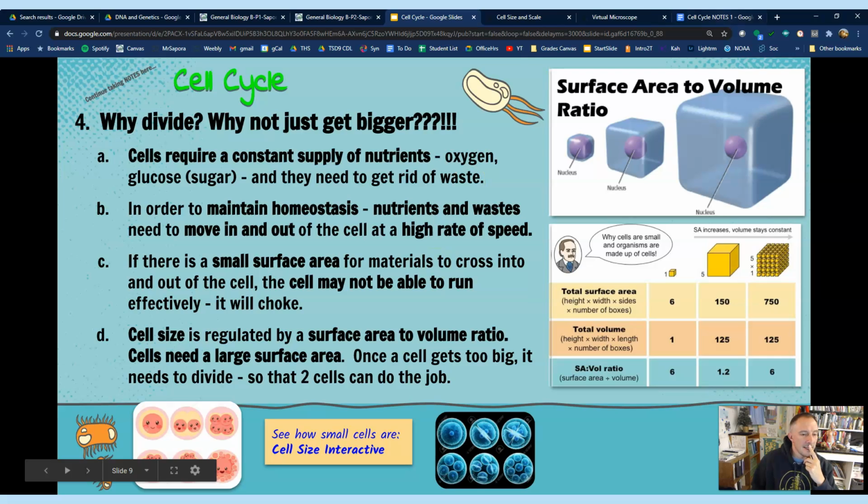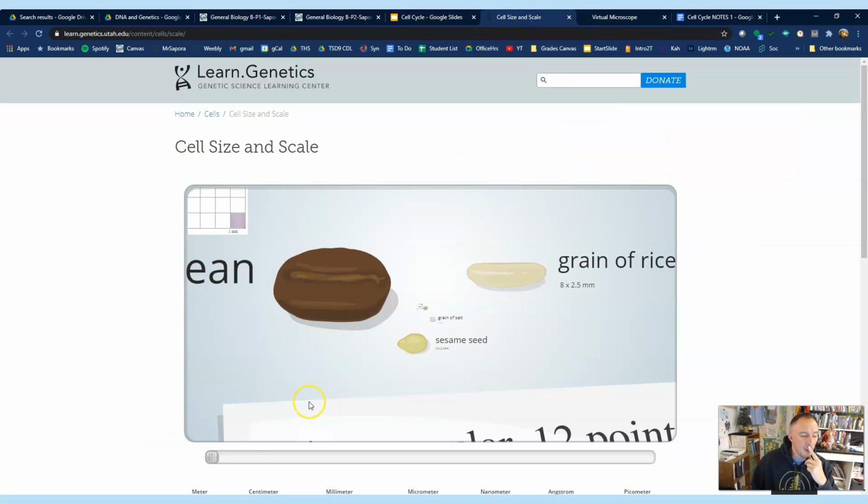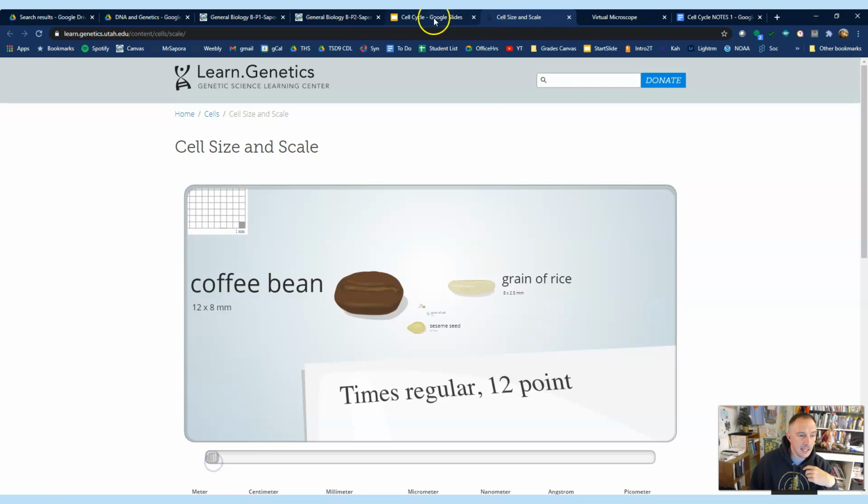So cell size is regulated by the ability for cells to get nutrients and energy in and out of them at a fast rate. And a cell this big, if this was a single cell, which is made up of many, many cells, wouldn't be able to get things in and out of it fast enough, and it would get bogged down and it would choke out. That's basically how I explain that.